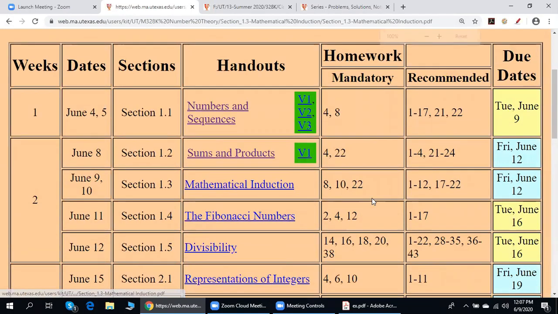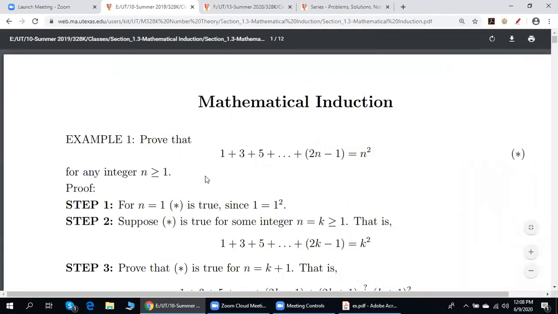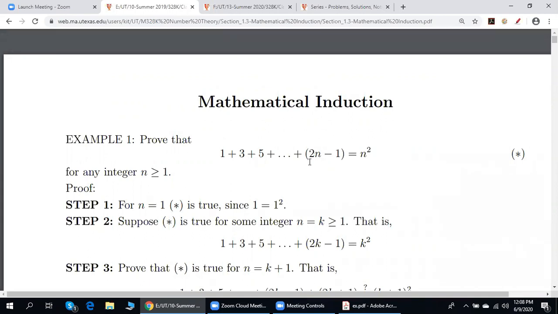Now section 1.3, mathematical induction. Please take a look at example 1. Example 1 says the following. If we consider the sum of all consecutive odd numbers starting from 1, the result is a perfect square. How do we prove it?